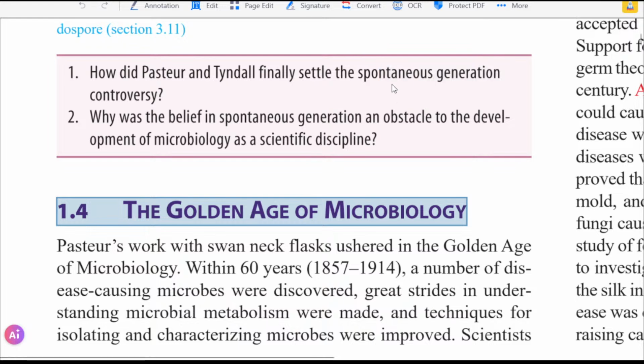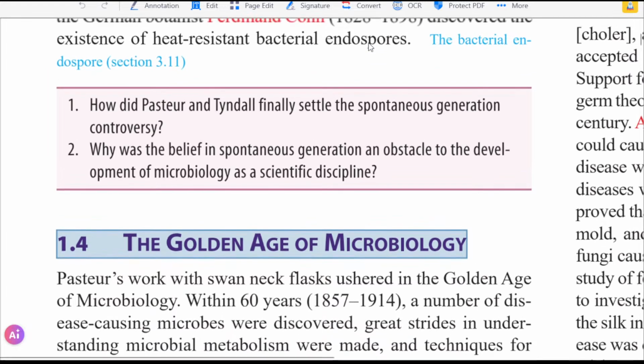And then scientists were experimenting one by one, and we have already studied all the scientists who worked to kill the spontaneous generation controversy. The last two scientists involved in finishing this controversy were Pasteur and Tyndall. Tyndall first and then Pasteur. And Pasteur is a big scientist in microbiology. He did a lot of things.